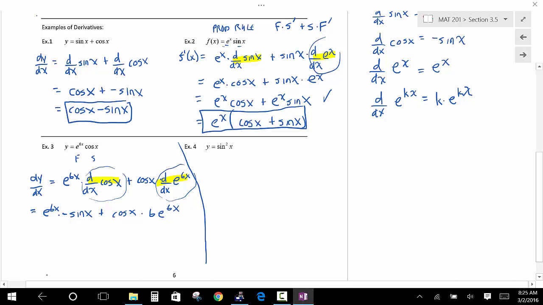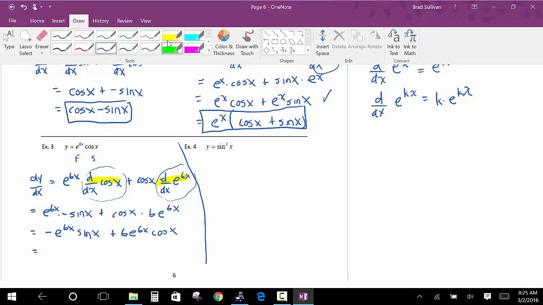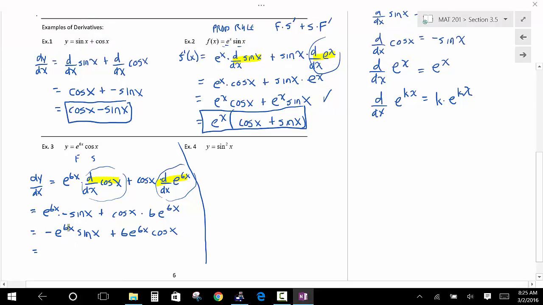Now again, clean it up and see if there's anything. What I'm going to do is put that negative in front, writing that as negative e to the 6x sine x plus 6 e to the 6x cosine x. Any factoring, you see? Take out a common factor. If you've got a common factor, go ahead and just take it out. You can develop the habit of looking for that in these problems.